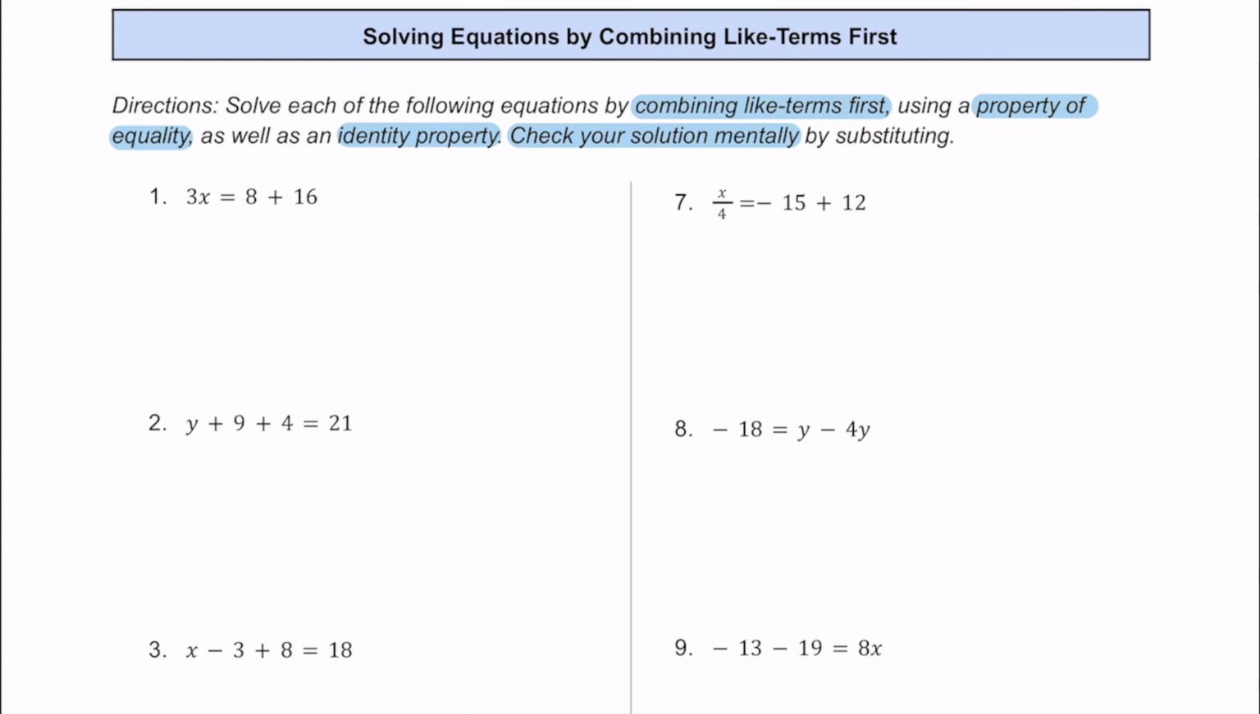In number 1, we have the equation 3x is equal to 8 plus 16. If we look at the right side of the equation, we have this 8 and 16, which are both constant terms, which means they are like terms. They can be combined. So we can rewrite this equation as 3x is equal to, and combine the 8 and 16 on the right side. 8 plus 16 is equal to 24.